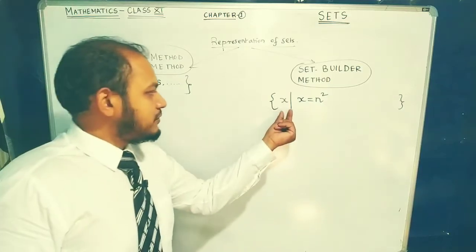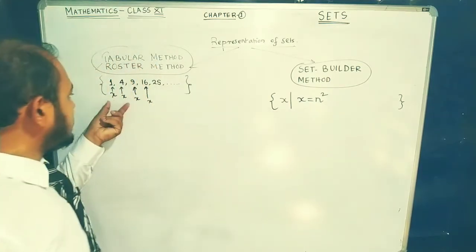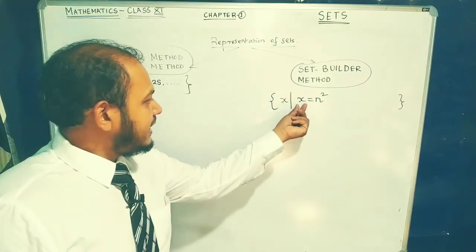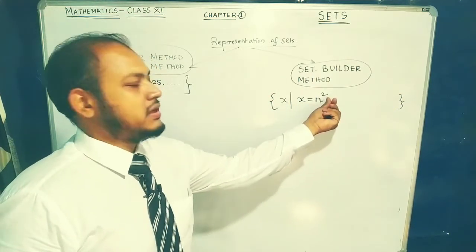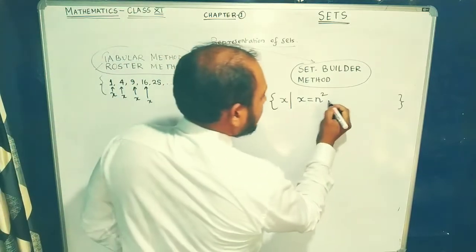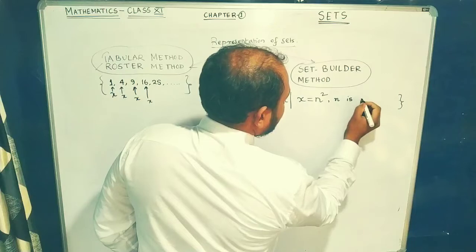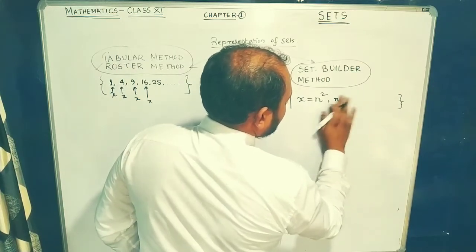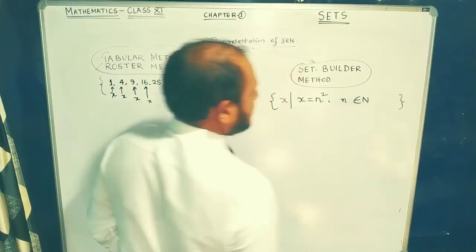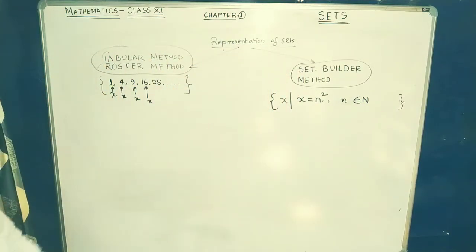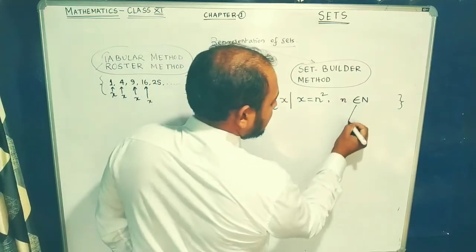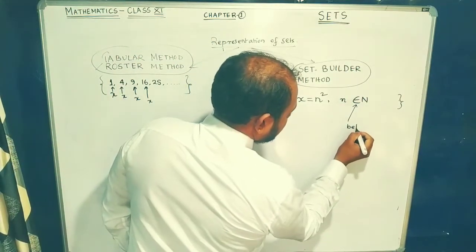It is a collection of several x's such that x is nothing but the square of something. What is that thing? n. And what is n? We can use this symbol: n belongs to the set of natural numbers. I will explain what this symbol means. This symbol means belongs to.